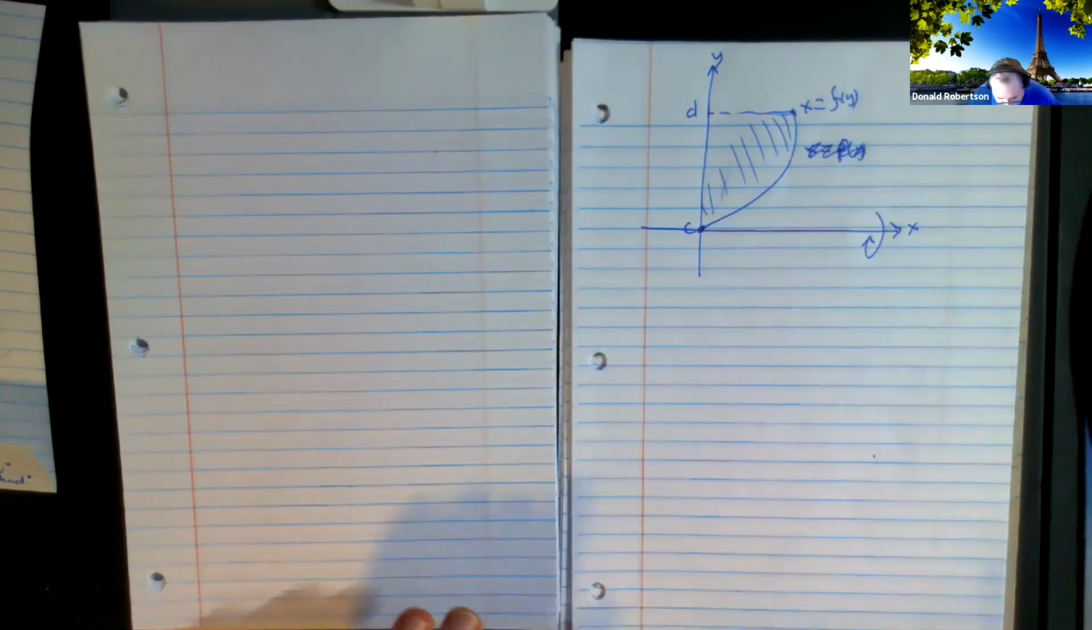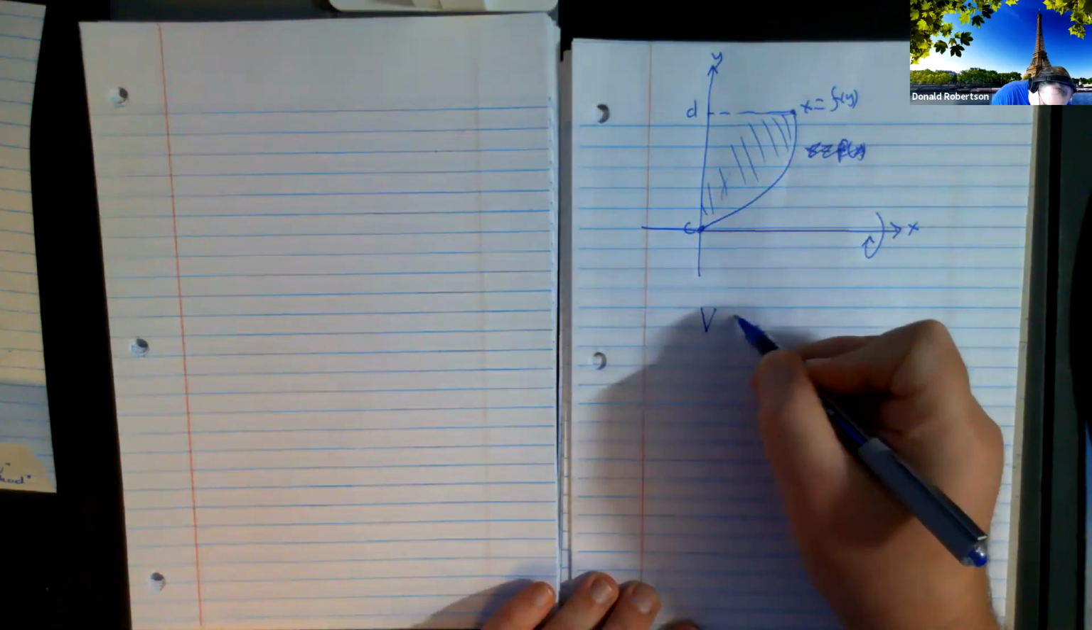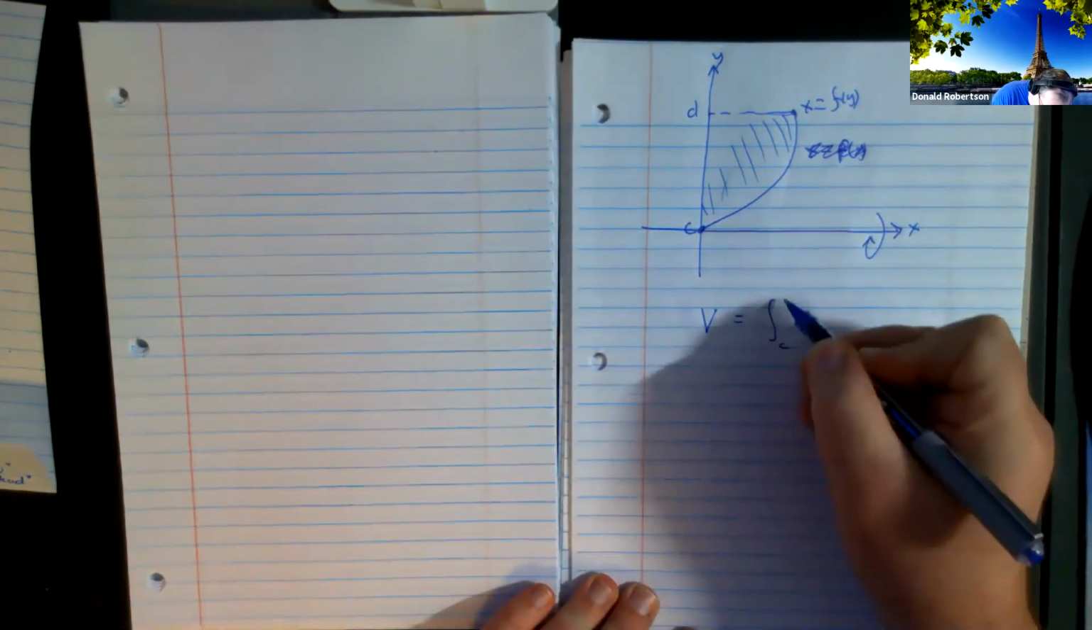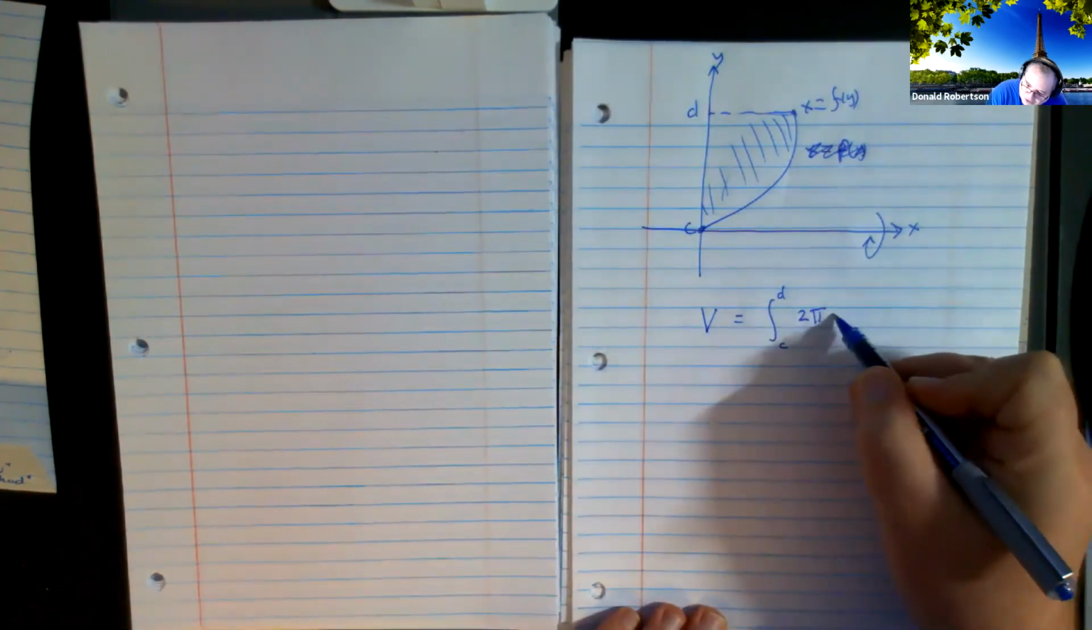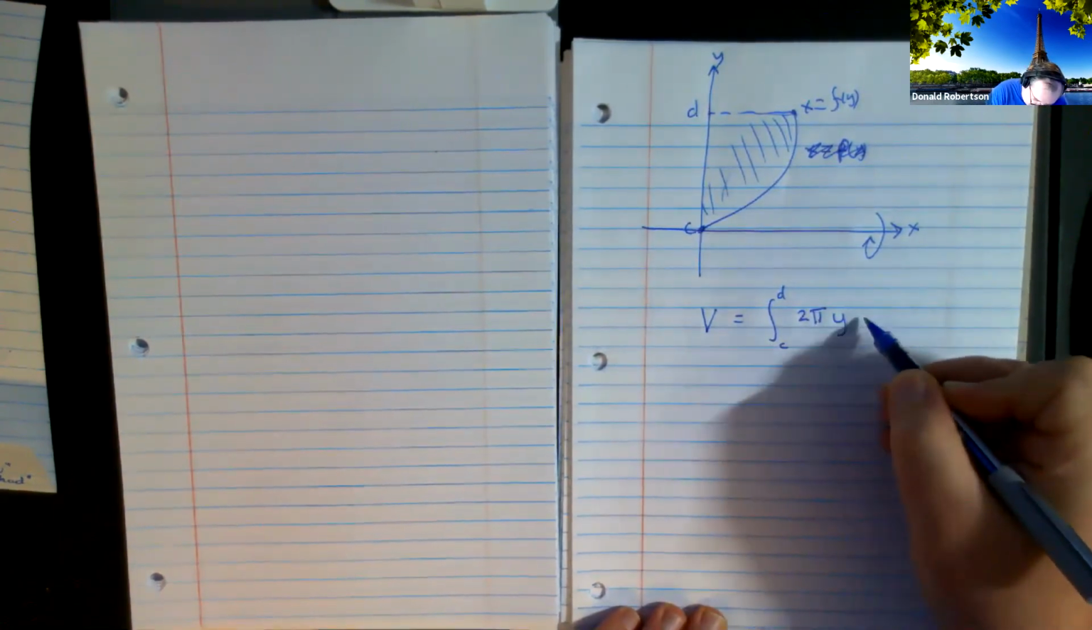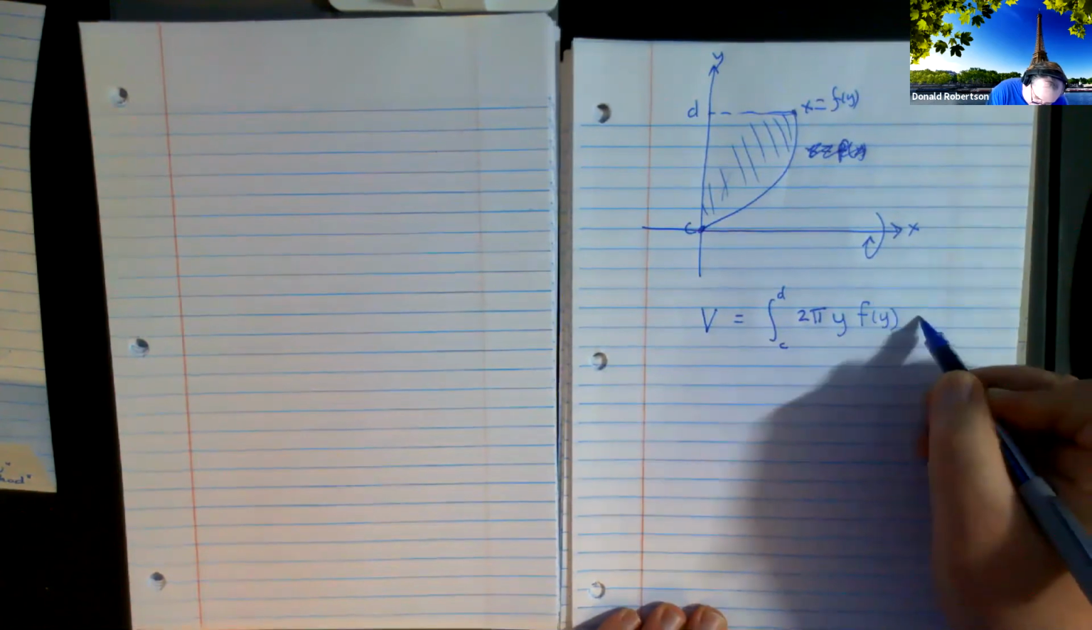Well, when you rotated things about the y-axis, wasn't everything in terms of x's? So if you rotate everything about the x-axis, isn't everything upside down? So the formula will be the integral from c to d, 2 pi y, f of y, dy.